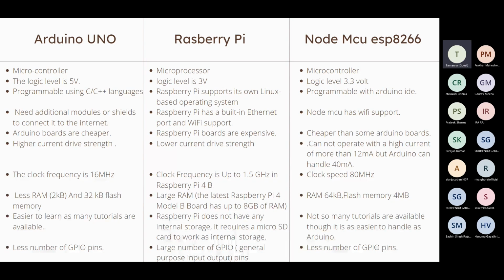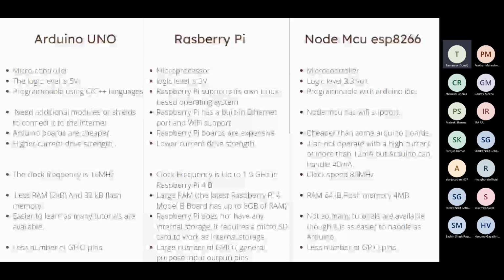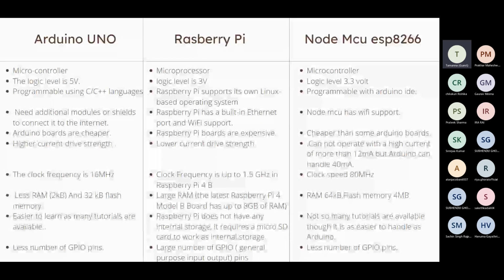Arduino Uno and Node MCU are microcontroller development boards, while Raspberry Pi is a microprocessor development board. The next criterion for differentiation is logic level. A logic level refers to the low or high state of a development board. That is, when we say that the logic level of Arduino Uno is 5, what we mean is when you set the pin high, it will measure 5 volts. Similarly, the logic level of Raspberry Pi is 3 volts and the logic level of Node MCU is 3.3 volts.